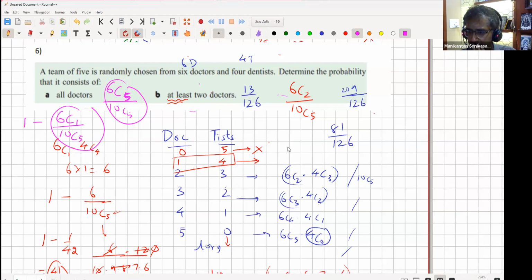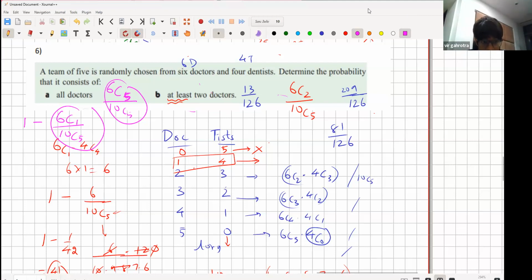Understood. And what about, sorry, who called out 81 on 126? Veer, was it you? What was the mistake you did? I'm not sure, so. Okay. But is this method convincing, what I just described now? Yes. Yeah, makes sense? Okay. All right. That was question 6.